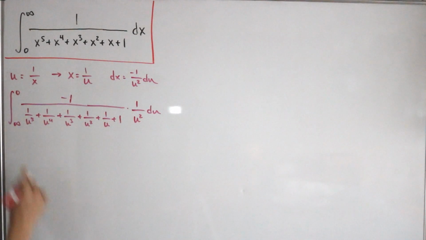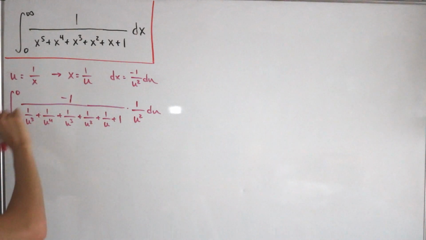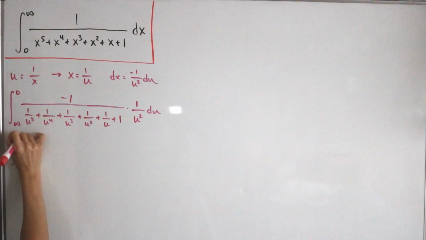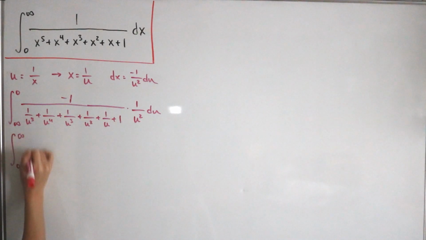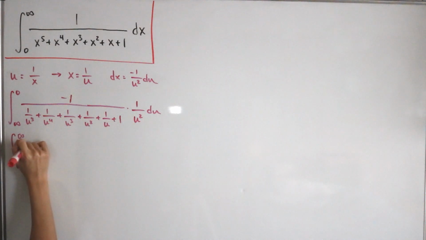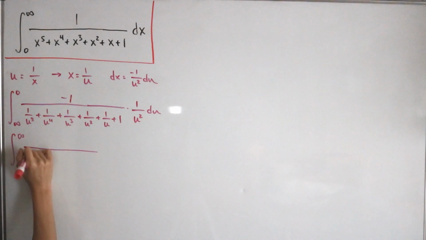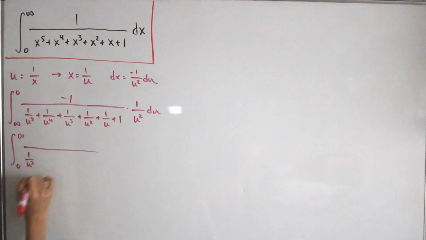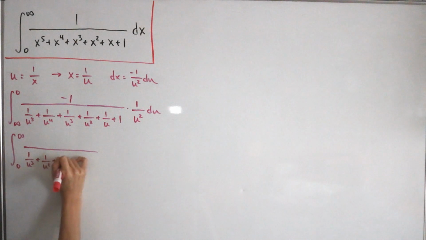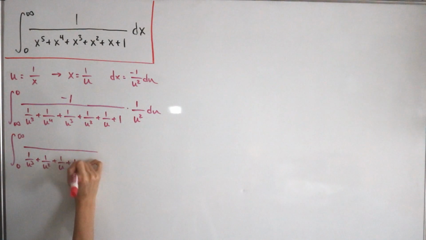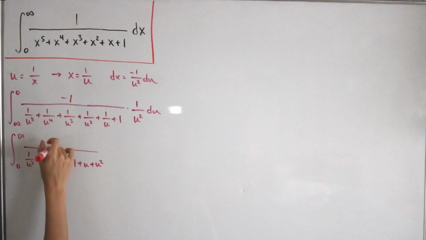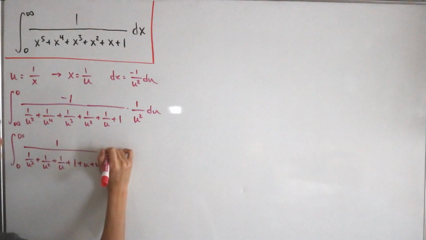What is great is that I have to change the bounds of integration. Because we have 0 for the upper bound and infinity for the lower bound, fixing this, I have infinity, then 0. The negative will cancel out, and I'll distribute the u squared into everything under the denominator. So now what we'll have is 1 divided by u to the power 3 plus 1 divided by u squared plus 1 divided by u plus 1 plus u, and then plus u squared. On the top is going to be 1 and then du.